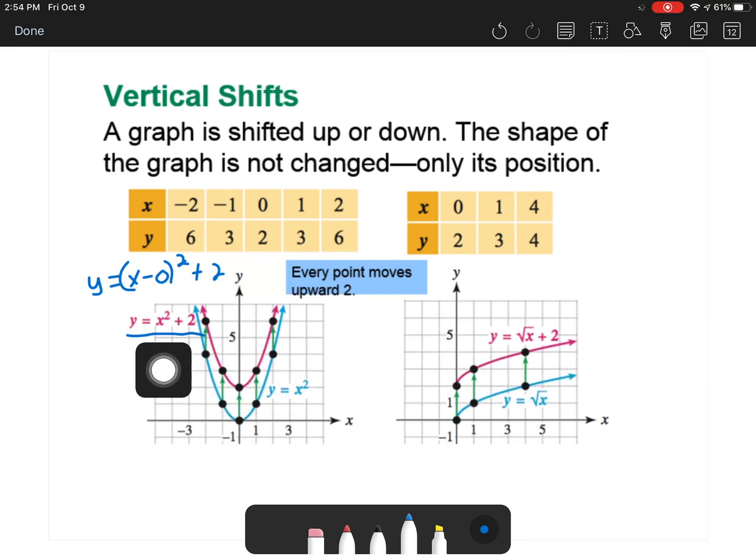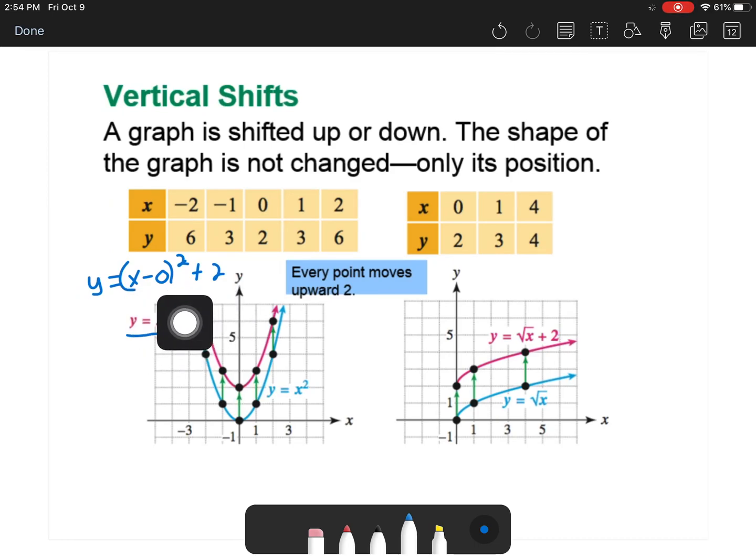you see is pretty much just your parent function, and then you'll see a constant either being added or subtracted after the main parent function. And so basically all that does is it adds that value, or subtracts it if it's subtracting, to each y coordinate. So if this blue parabola is my parent graph, y equals x squared, then all I'm doing is adding 2 to each of the y coordinates to obtain y equals x squared plus 2.